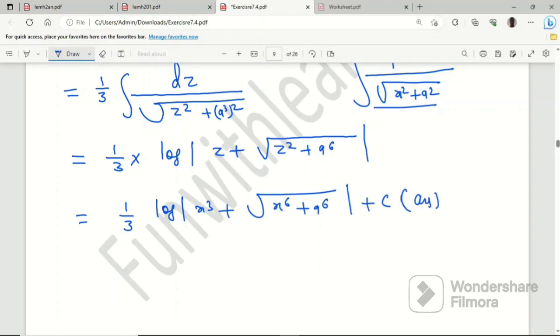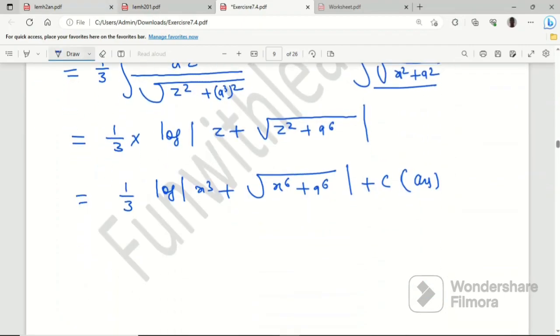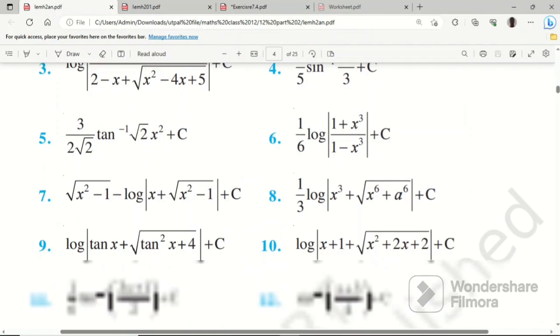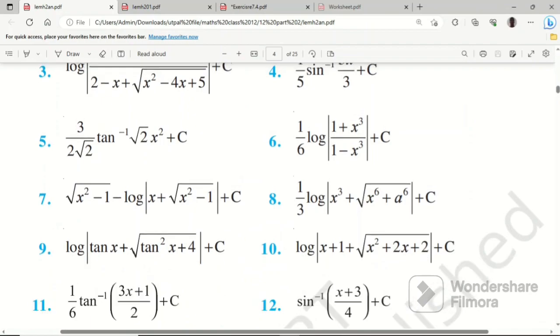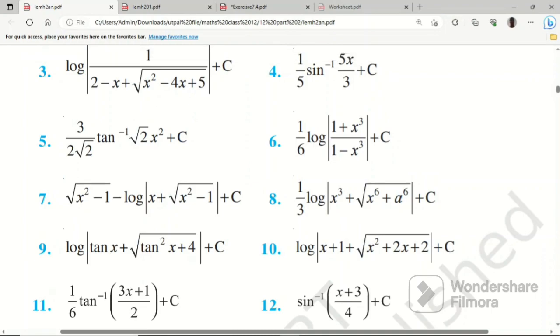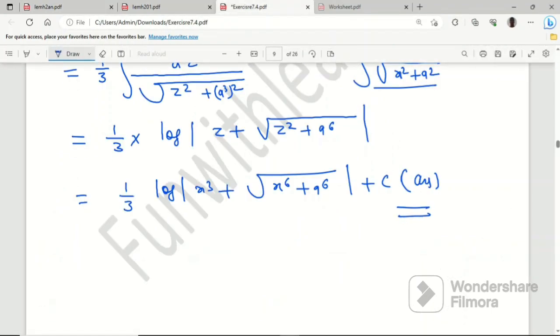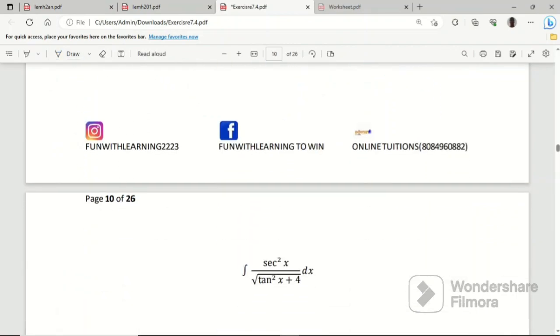So this was 8th number. And our answer is 1 by 3 into log of x cube plus under root x to the power 6 plus a to the power 6, plus c. Okay, 1 by 3, x cube, it's good. So this is our answer. Now we can move on to 9th number.